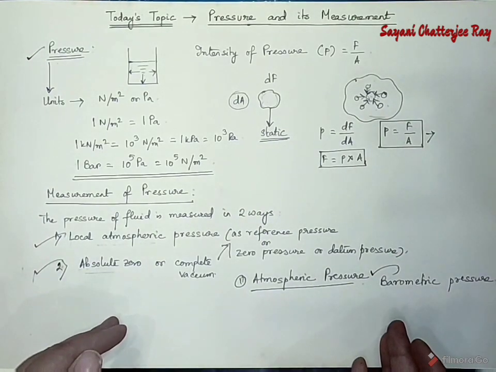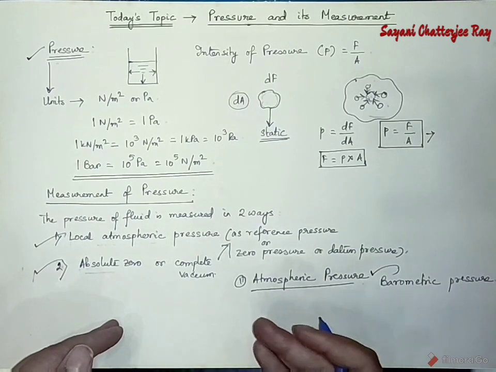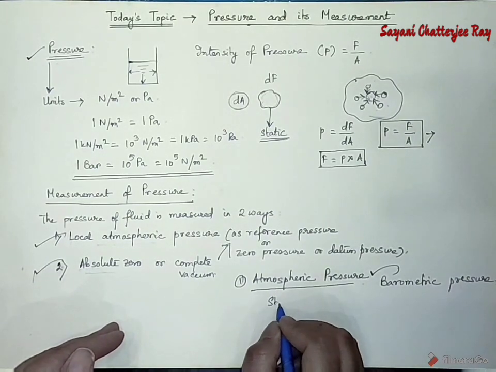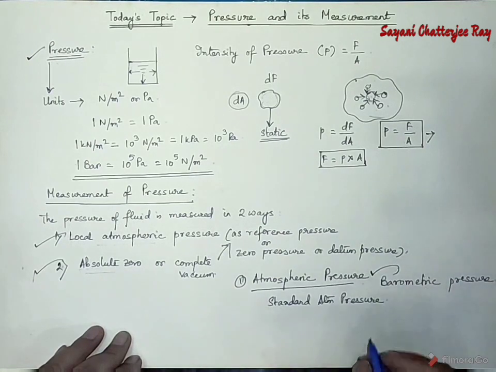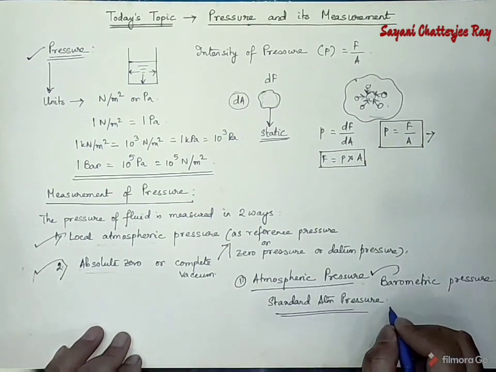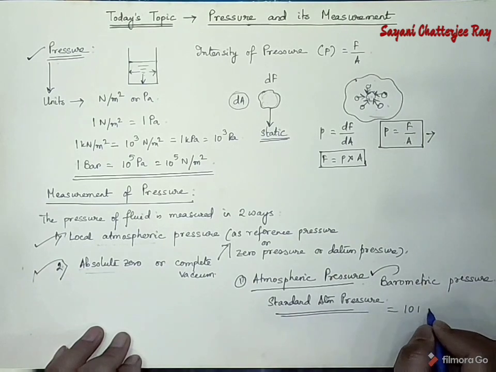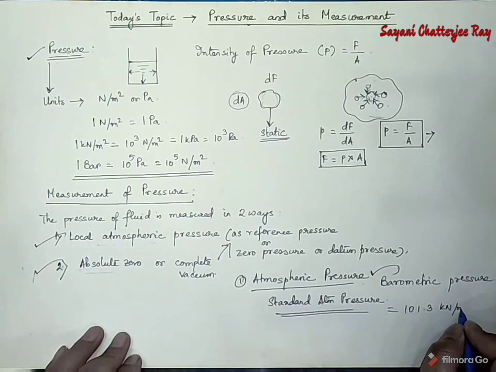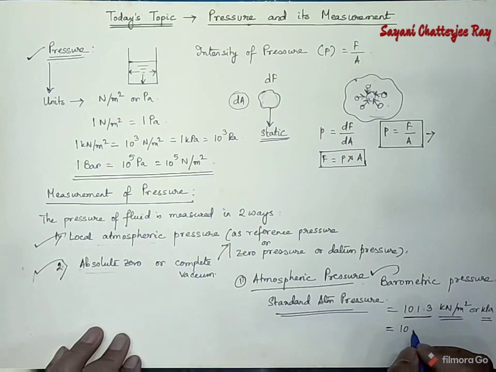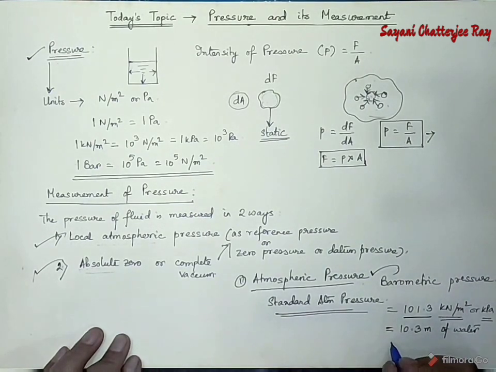This atmospheric pressure at the sea level, that is above absolute zero, is known as the standard atmospheric pressure. Now this standard atmospheric pressure is equal to 101.3 kilonewton per meter square or kilopascal. Kilonewton per meter square is nothing but kilopascal. We can tell that it is equal to 10.3 meter of water, and if we take it in terms of mercury, that will be 760 millimeter of mercury.